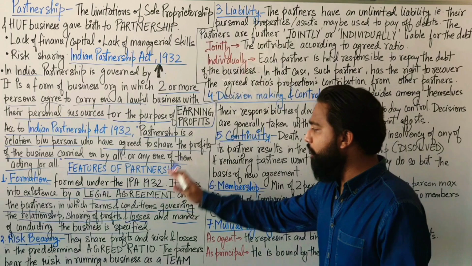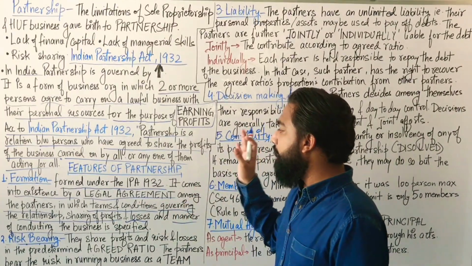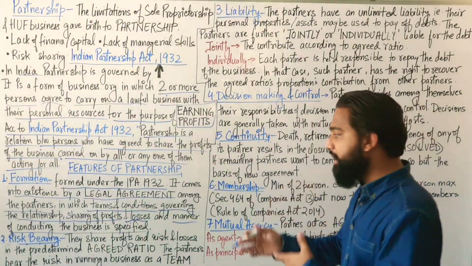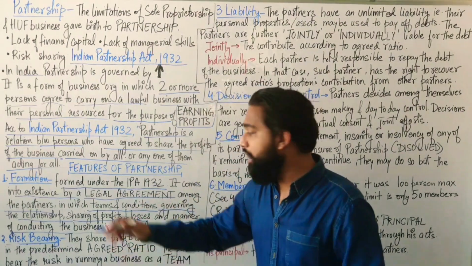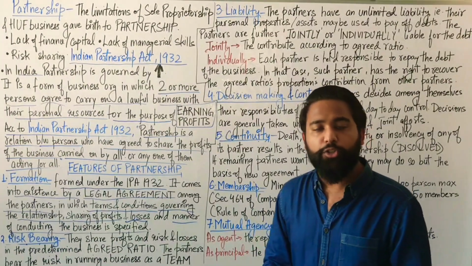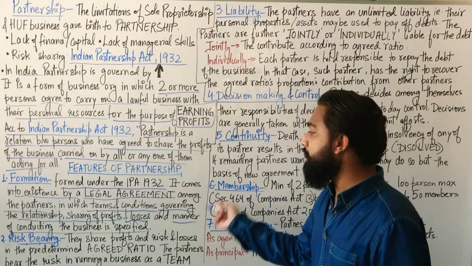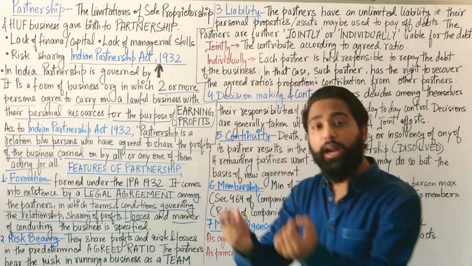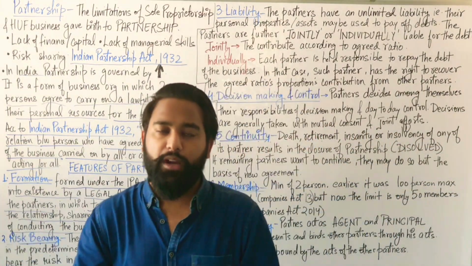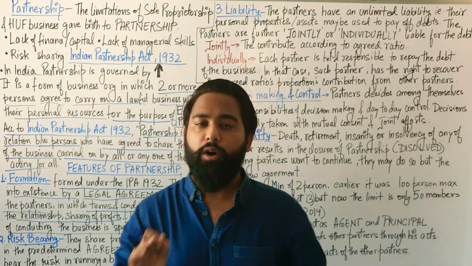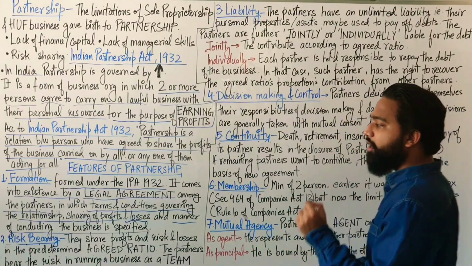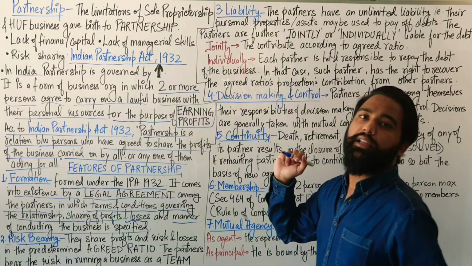Under formation, a partnership is formed under the IPA 1932, which comes into existence by a legal agreement in which partners set the terms and conditions which govern the relationship. What post they are going to hold, how much profit they are going to share, how much losses they are going to bear, and the manner of conducting the business is specified. Like you are going to see the advertising department, or I am going to see the management, or I am going to see the sales department. They have to decide their certain areas and that will be written in the legal agreement.